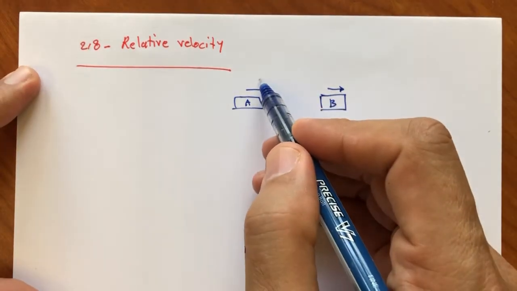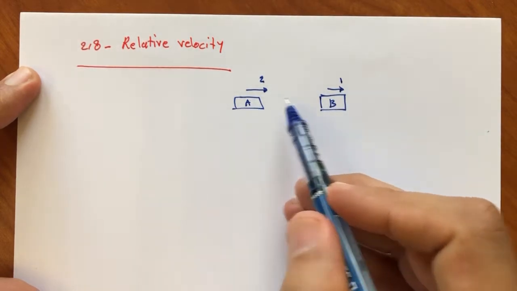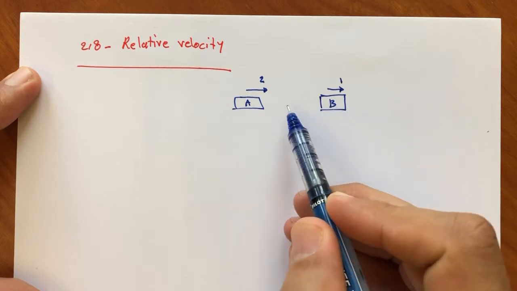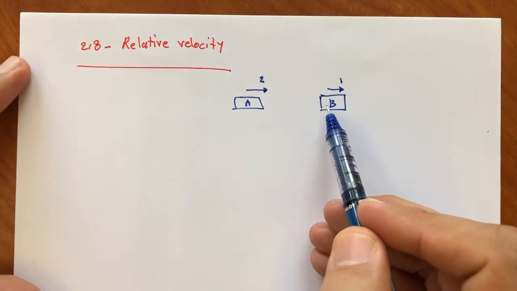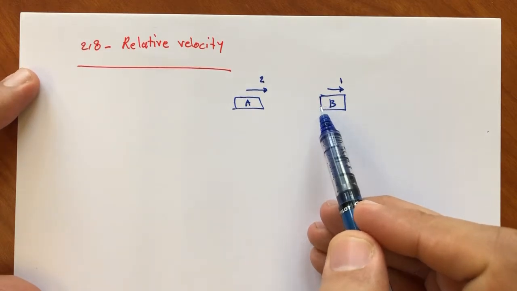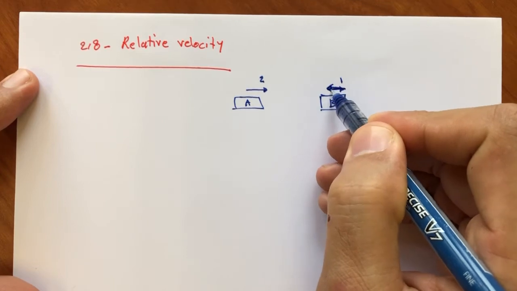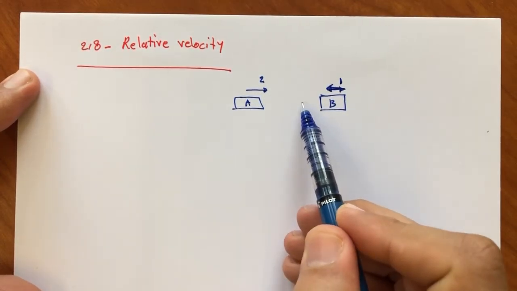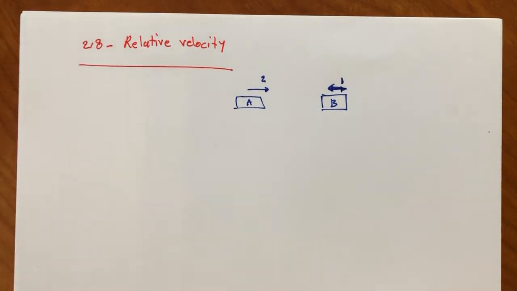If your velocity, let's say, is 2 meters per second and that one is 1 meter per second, your relative velocity is going to be 1 meter per second toward the other car, because you're getting 1 meter closer to that one every second. Or if the velocity of the other car is 1 meter per second toward you, your relative velocity is going to be 3 meters per second to the right with respect to this one. So these are all intuitive without knowing the math behind it.